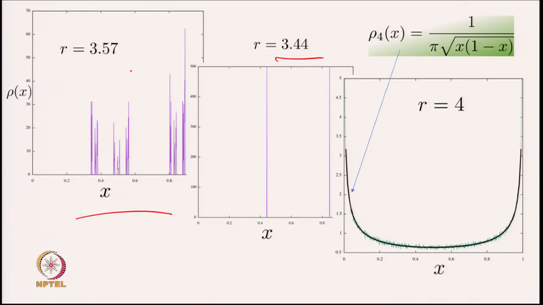And at r is equal to 4, which is the most interesting point over here, you find that the density has a very nice shape, which is given by an analytical formula 1 over the square root of x into 1 minus x times the normalization factor. So, rho 4 has a very nice analytic form, and what you see superimposed over there are just a numerical experiment where we took a few, maybe a million points or so, and calculated this particular density.